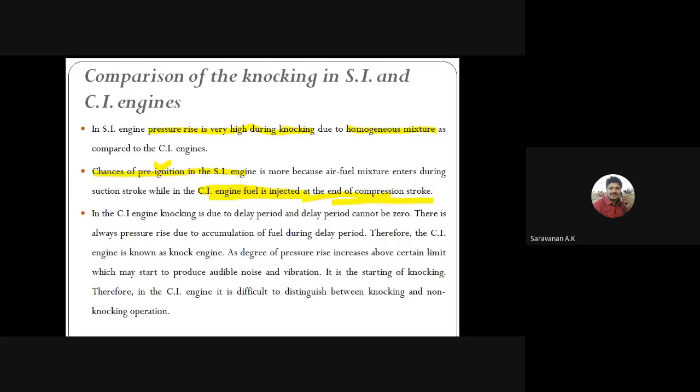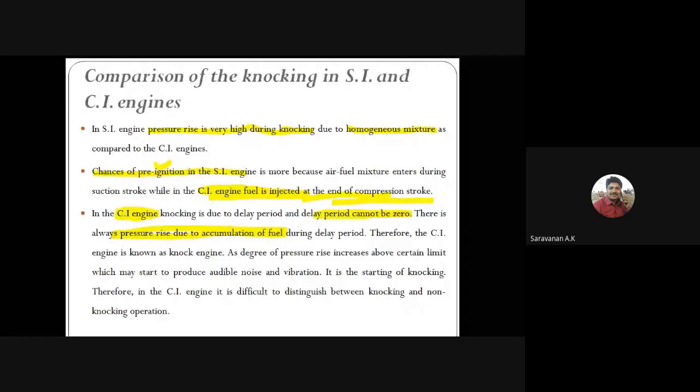Then in the CI engine, the knocking increases due to the increase in the ignition delay period, right? We can minimize the delay period, but we can't control it. We can't make it zero, right? We can't make the initial ignition delay period zero. So there is always some pressure rise due to the accumulation of the fuel. So surely knocking will be there in the CI engine.